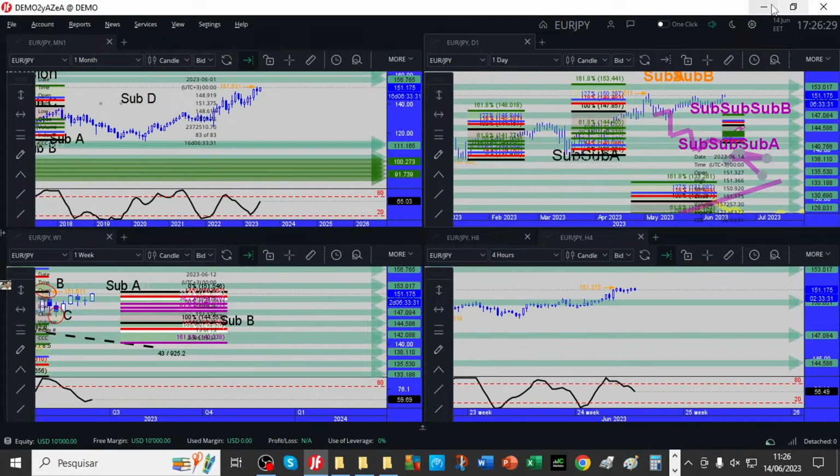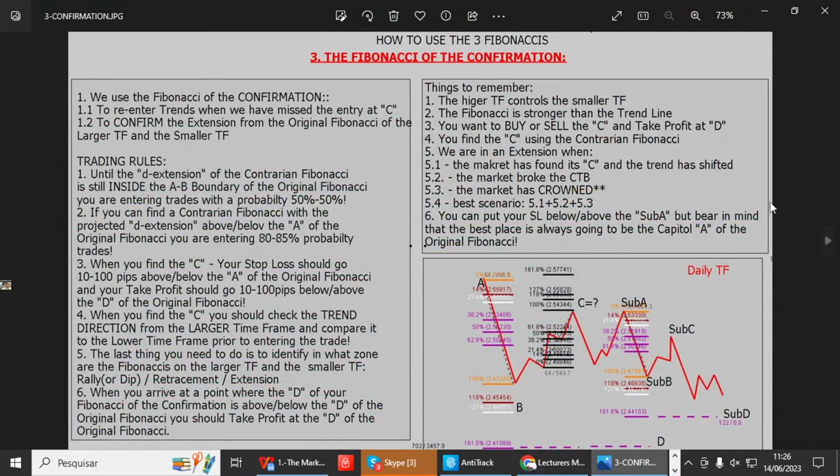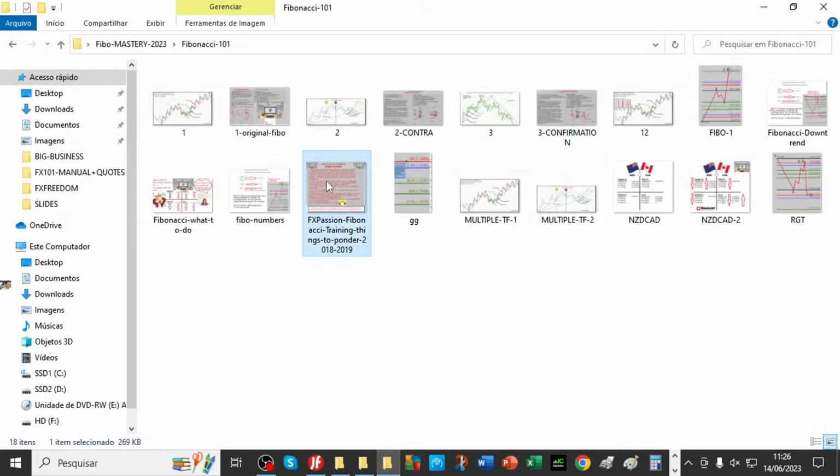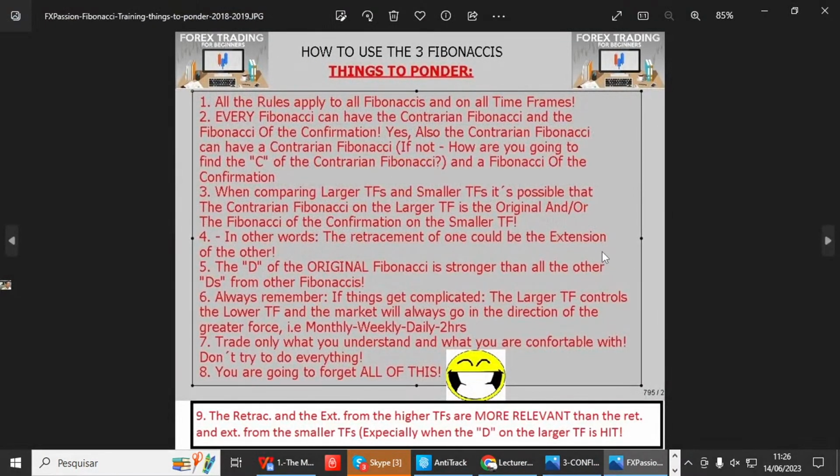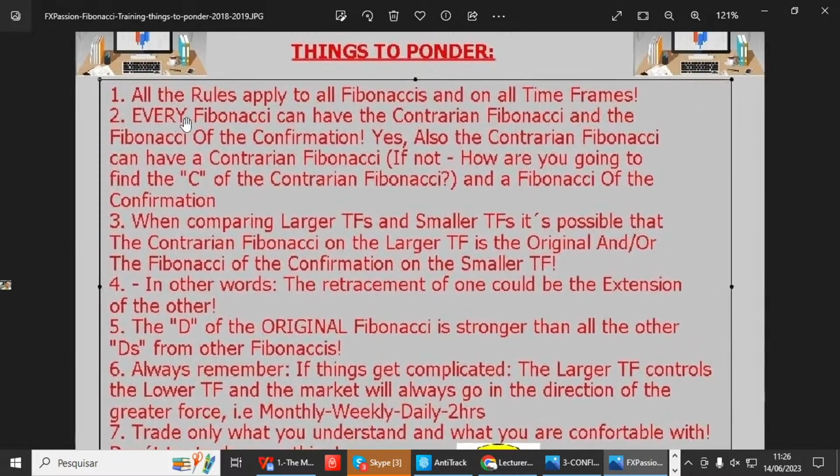And so where is the, everybody, give me a second. And this is the slide, right? Number 3 or number 2. Every Fibonacci can have the contrarian Fibonacci. Number 2, everybody. Every Fibonacci can have the contrarian Fibonacci and the Fibonacci of the confirmation. Good job Ernesto and Dimitar and Shola and Clara.